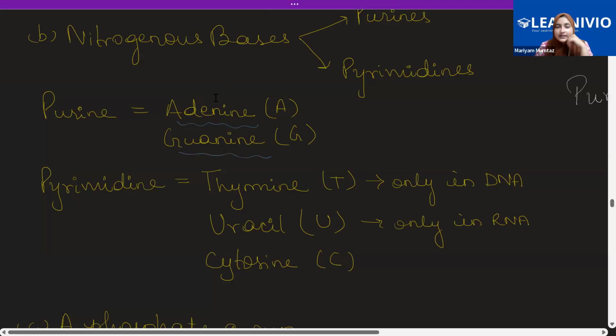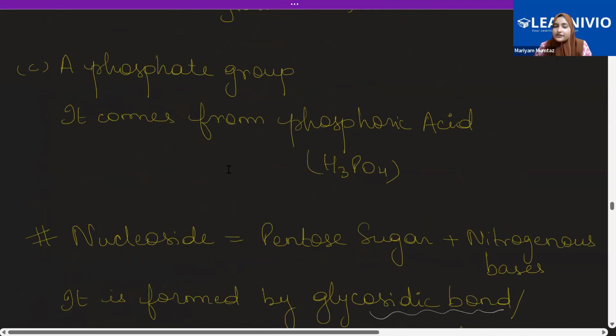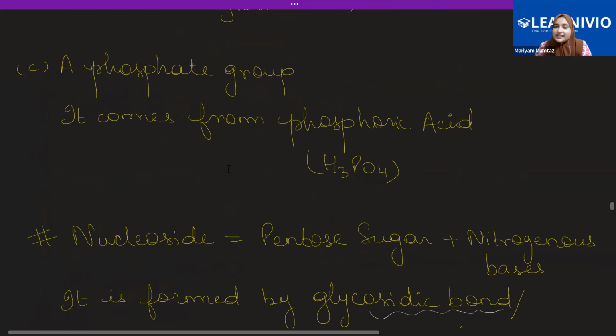Furthermore, the third component is the phosphate group. That is, it comes from phosphoric acid, that is H3PO4. So when all of these things are combined together, what we have is a nucleotide, and then several nucleotides come together to form the nucleic acid.